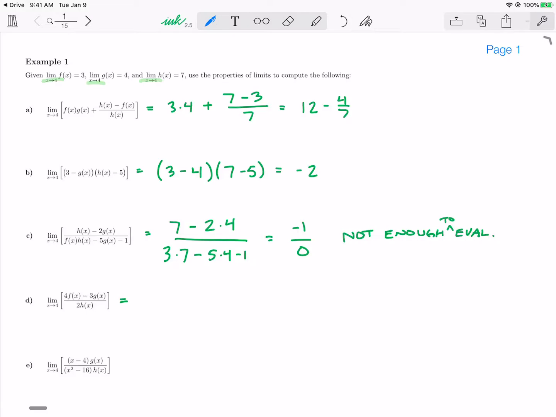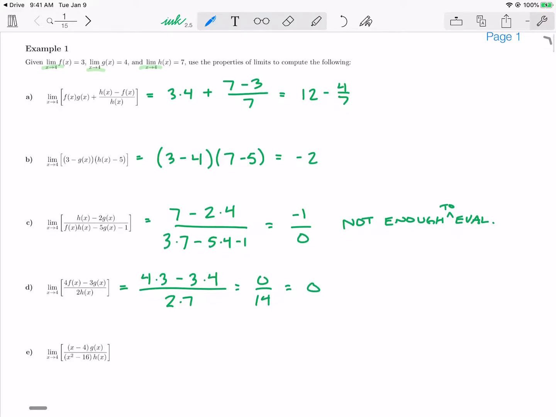The next one, 4 times f. So we've got 4 times 3 minus 3 times g, and then 2 times h. So in this one we get 0 over 14. 0 in the numerator is fine. So that one's limit does exist, and it's 0.